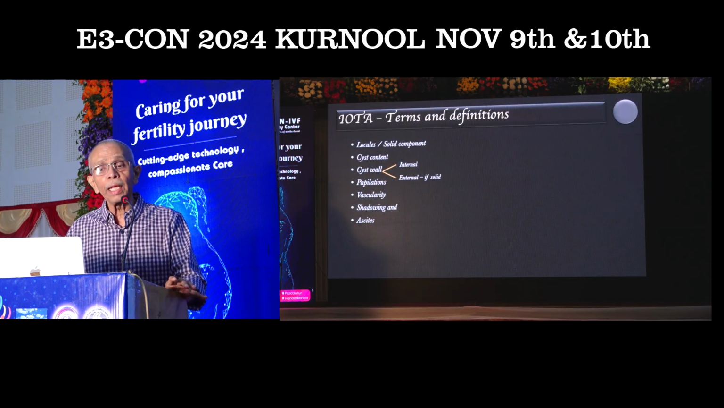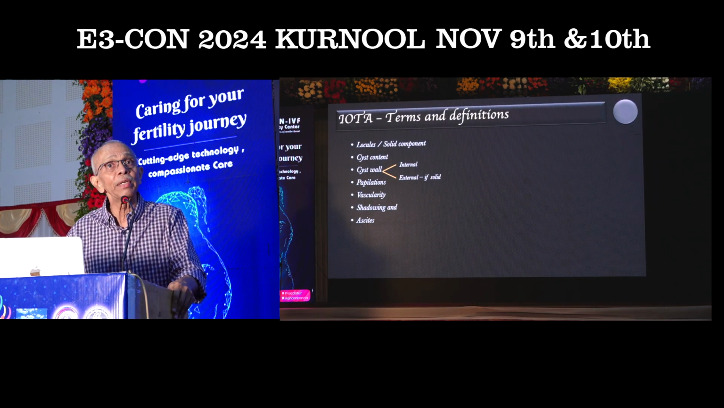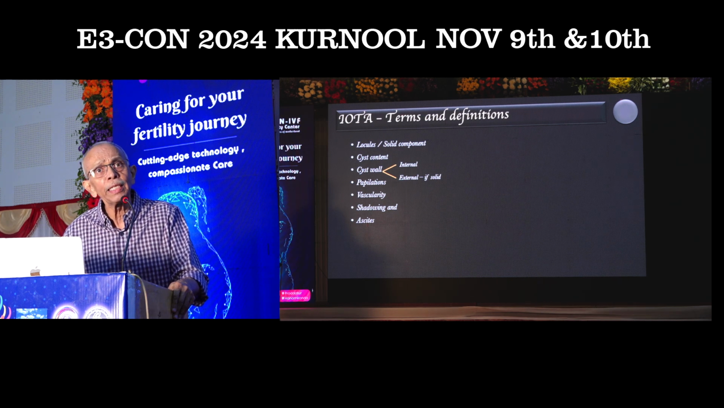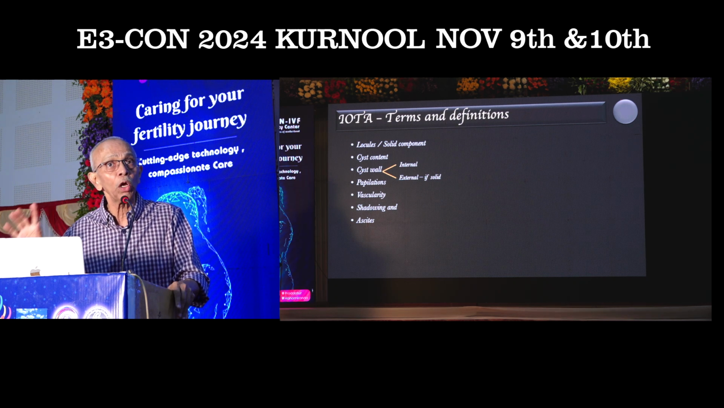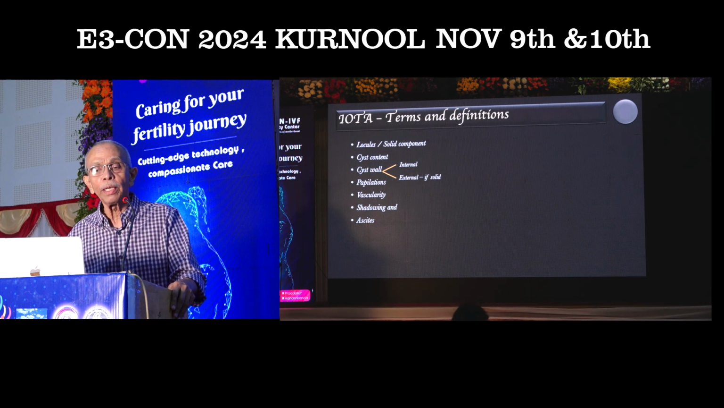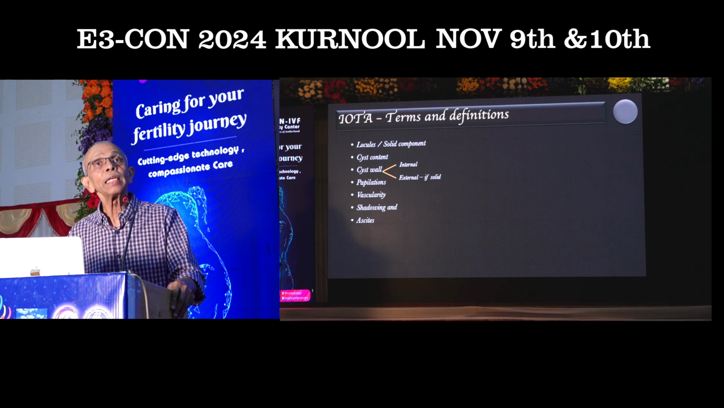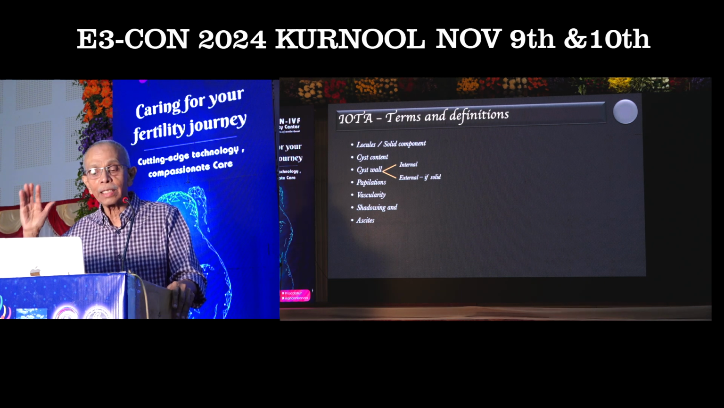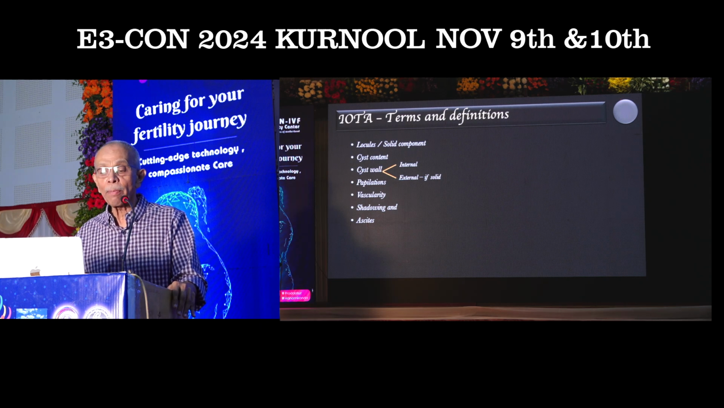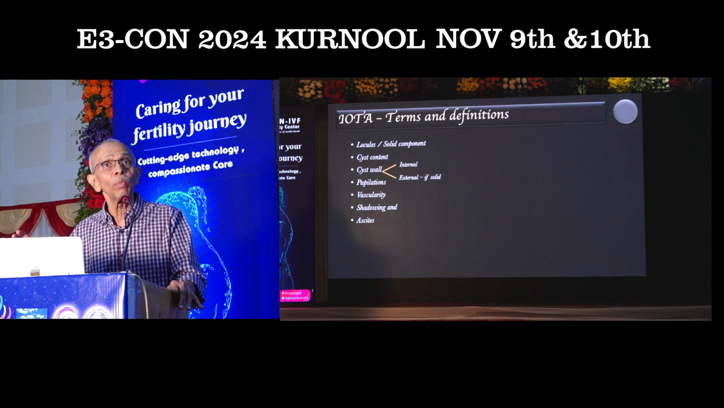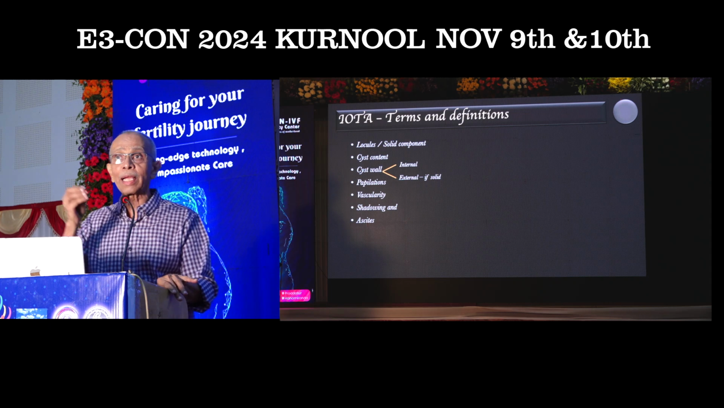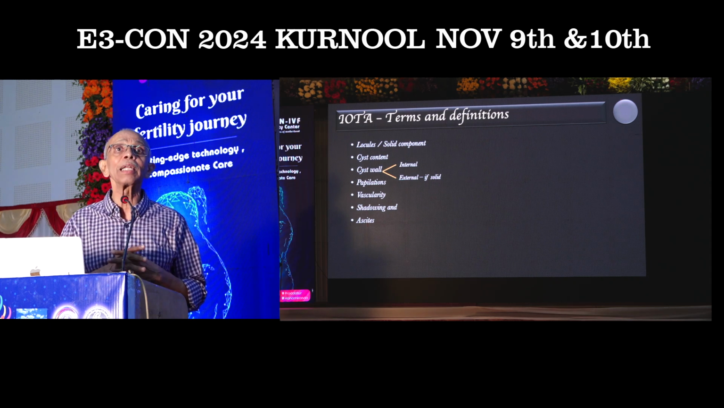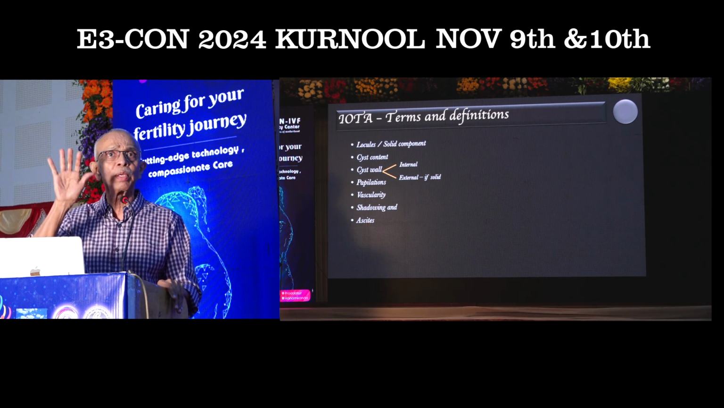Next come the IOTA terms as well as the definitions. They have categorized each of these lesions based on the presence or absence of locules, the presence or absence of a solid component, and the cyst content. Then they described the cyst wall, the internal and external cyst wall, the presence or absence of papillations, and the vascularity of the lesions, because vascularity is an extremely important thing. Then comes the presence or absence of shadowing. Whenever you see shadowing, you know that you are dealing with a calcific area. Then there is the presence or absence of ascites. These are the terms that we have to be very, very clear about.